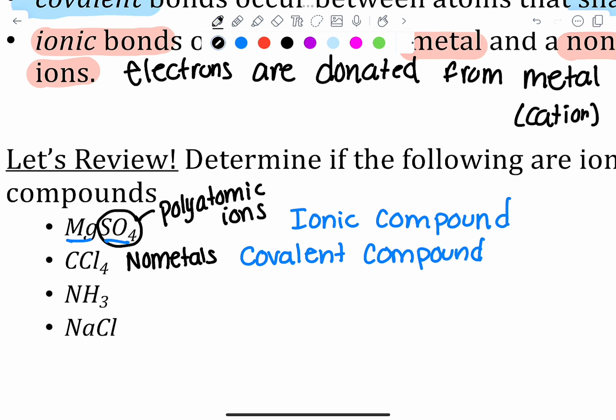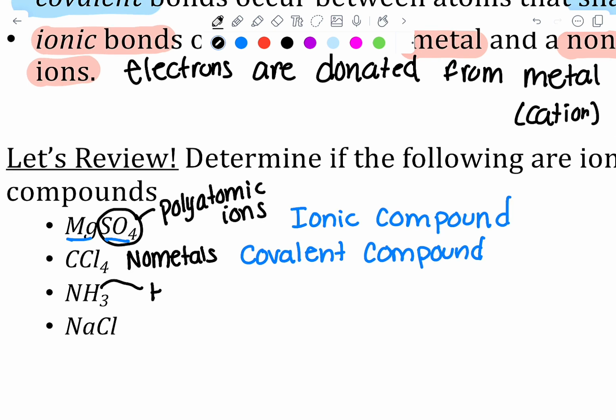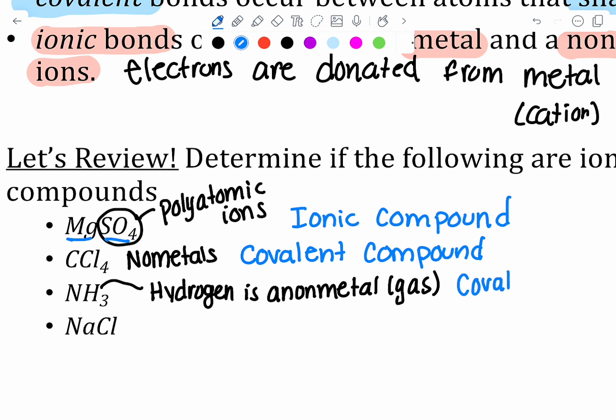For our next example, NH3, we have to remember that hydrogen is a nonmetal, even though on some periodic tables it is placed in the first row or first column, but hydrogen is a nonmetal because it's a gas. So if hydrogen is a nonmetal and nitrogen is also a nonmetal, this would be a covalent compound.